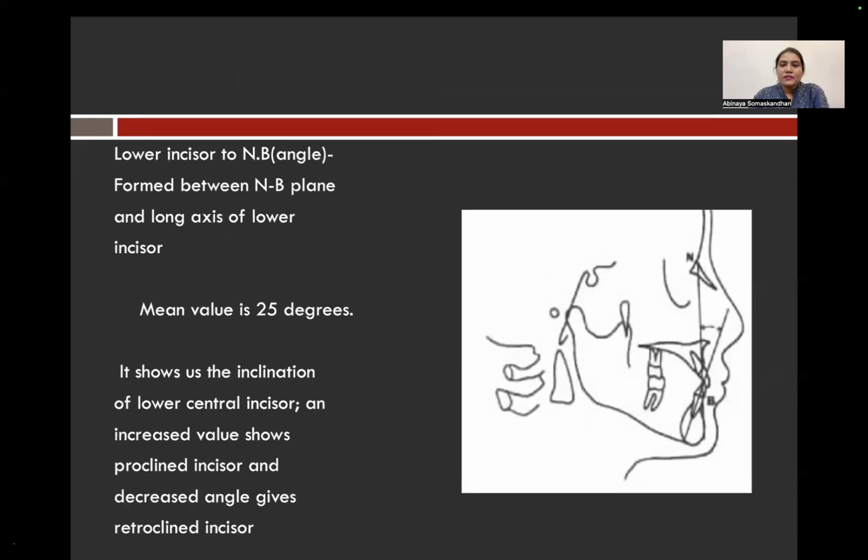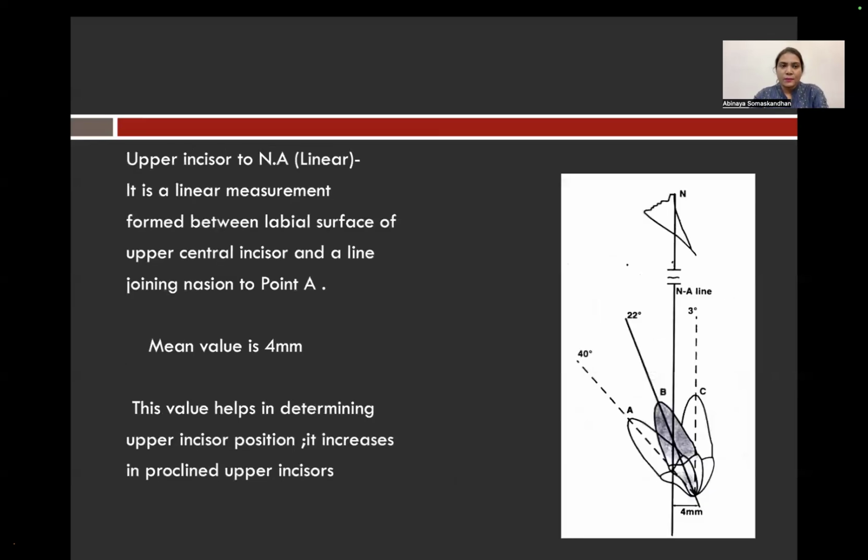Next is the lower incisor to NB angle. Similarly, this is formed between the NB plane and the lower incisor long axis. The mean value is 25 degrees. It shows us the inclination of the lower central incisor. An increased value shows a proclined lower incisor and a decreased angle gives a retroclined lower incisor.